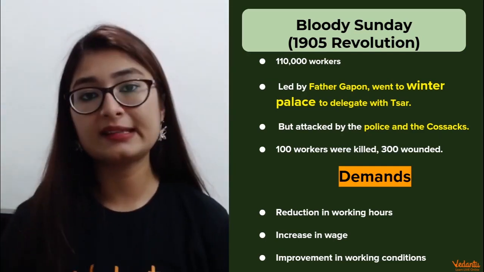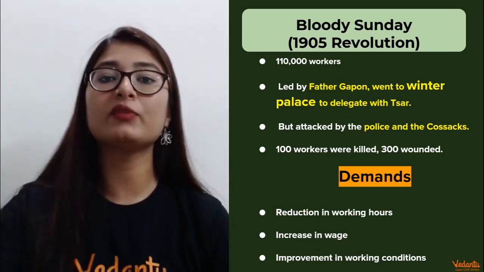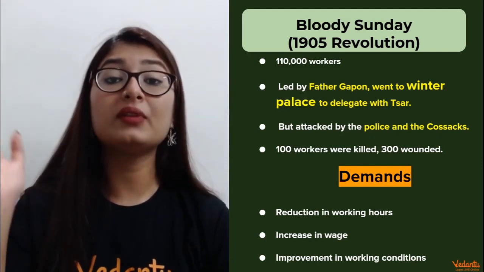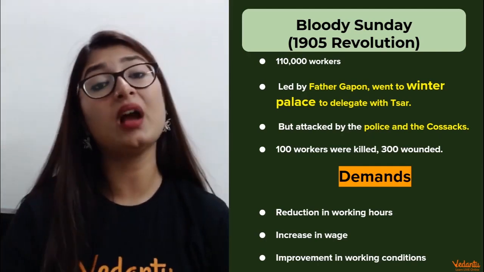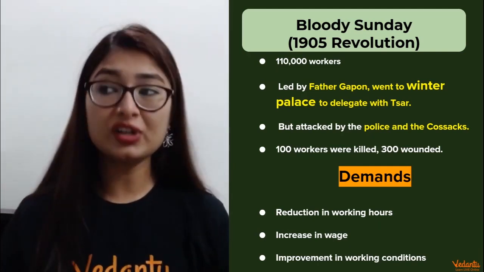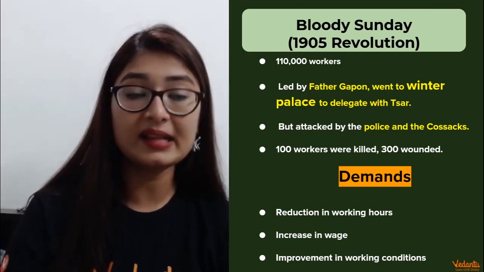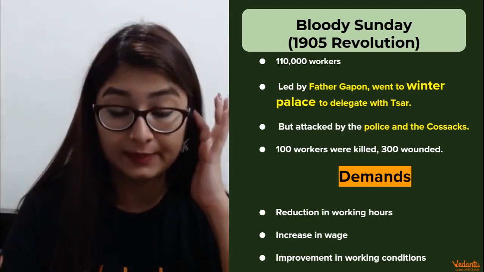He naturally got scared and he sent off his soldiers to fight for him, which was a very, very wrong decision. As a result of this, 100 workers ended up dying and 300 were wounded. Now you can imagine how much bloodshed was done as a result of this, and it was on a Sunday, and that's why this is known as Bloody Sunday.